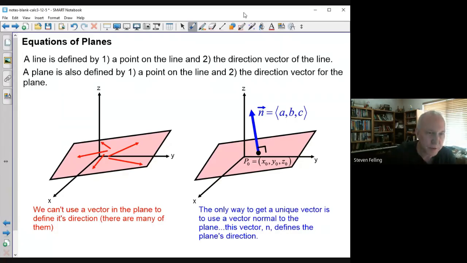Okay, this video is going to be for the second half of the Calc 3 12.5 lesson. This will cover equations of planes. The previous one covered equations of lines.